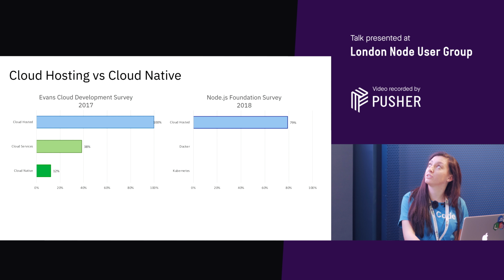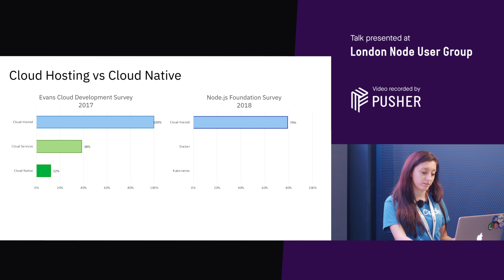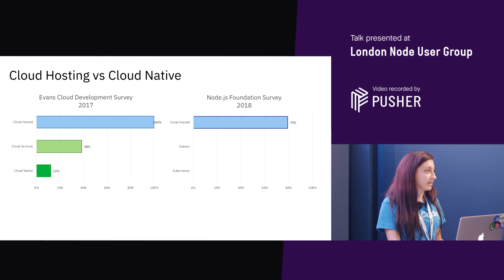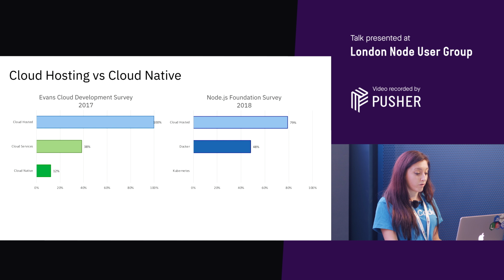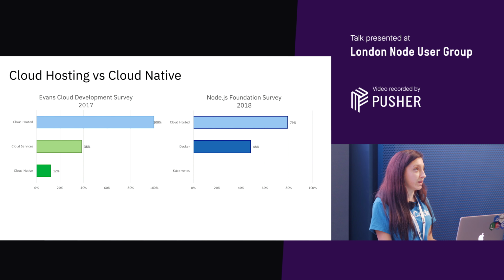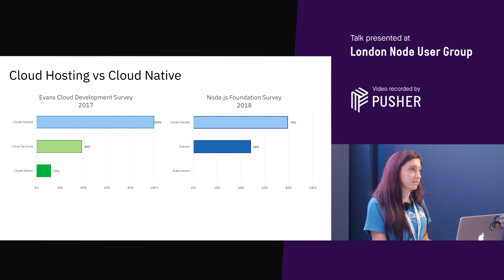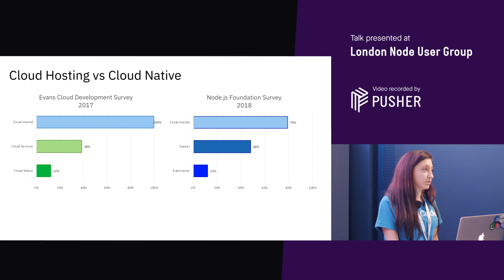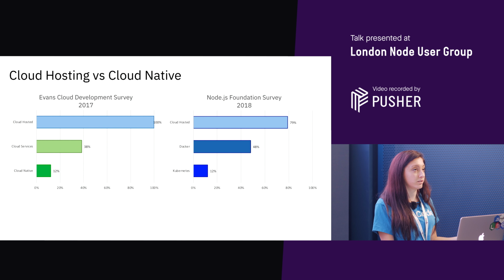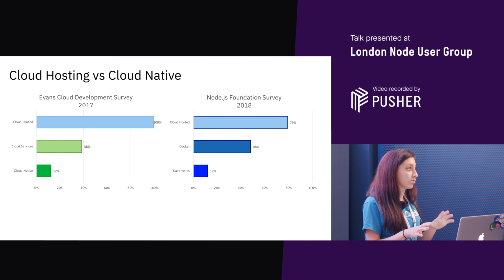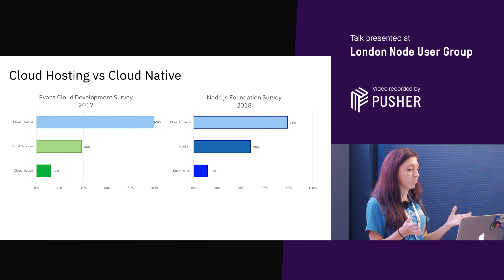The Node.js Foundation also did a survey, and again, similar kind of feedback. 79% say cloud hosted, 48% say Docker, so that's quite good. A lot of people are saying Docker's the way to go, the way to deploy your apps. But only 12% are using Kubernetes, so only 12% are actually managing those Docker containers, scaling them up and down when they need to.